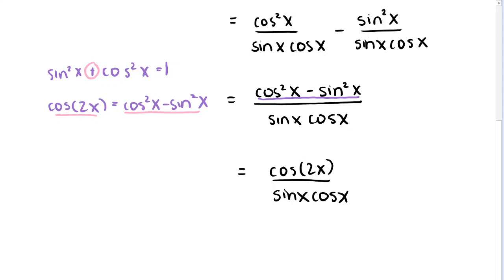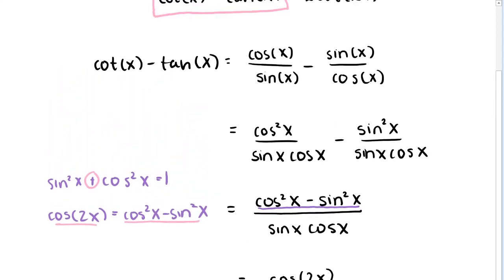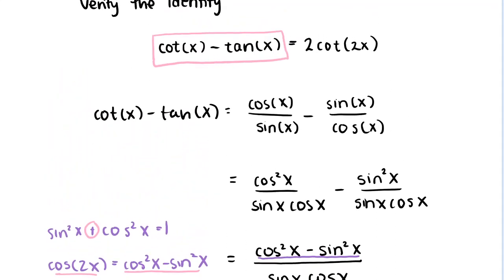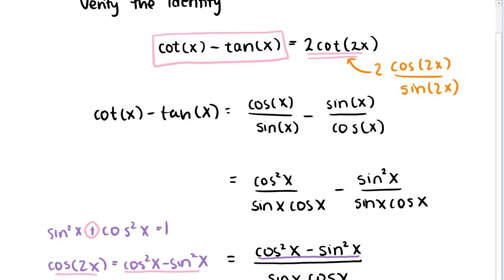And so why does this help? Well, if we look back at what we're trying to accomplish, we want to show that our original expression is equivalent to 2 times cotangent of 2x. Right, and so cotangent of 2x is cosine of 2x divided by sine of 2x. And then here we also have this extra factor of 2. And so we've already got this cosine of 2x in the numerator, we just need to show that the denominator has a sine of 2x.